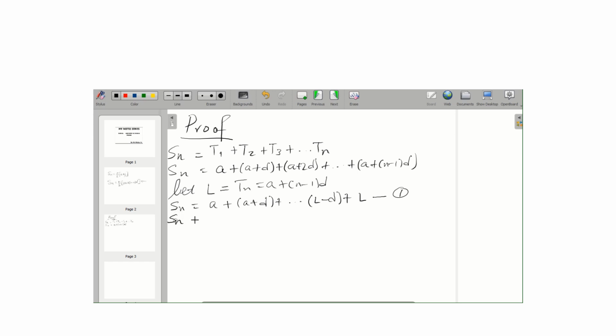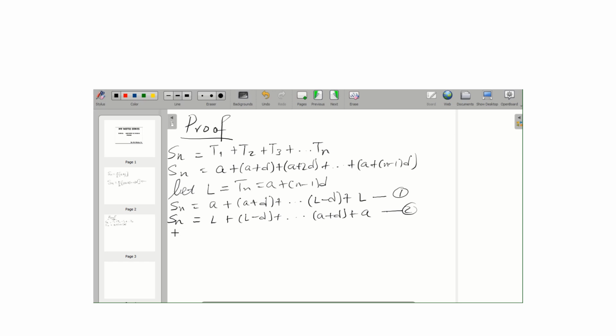And then we say Sn equals, we reverse the order of the first equation. So here we'll have L plus L minus d plus, and so on, down to a plus d plus a. We call this equation 2.